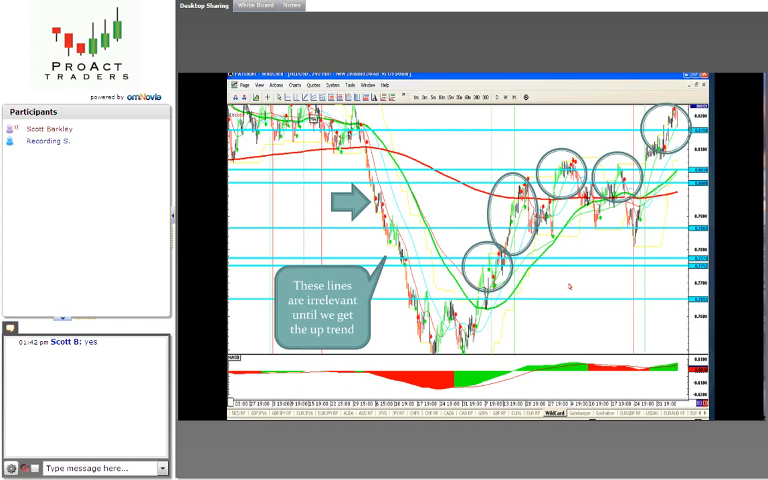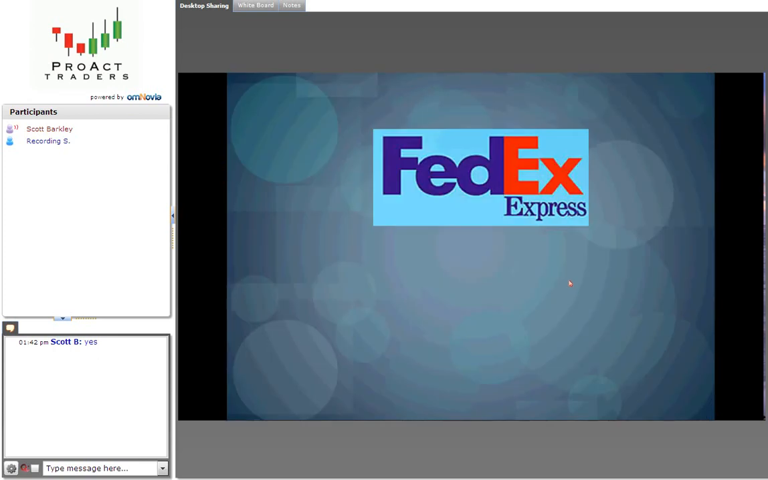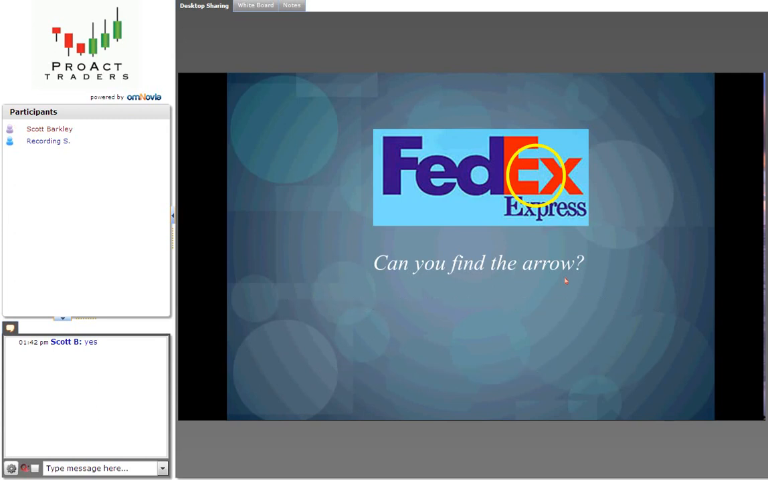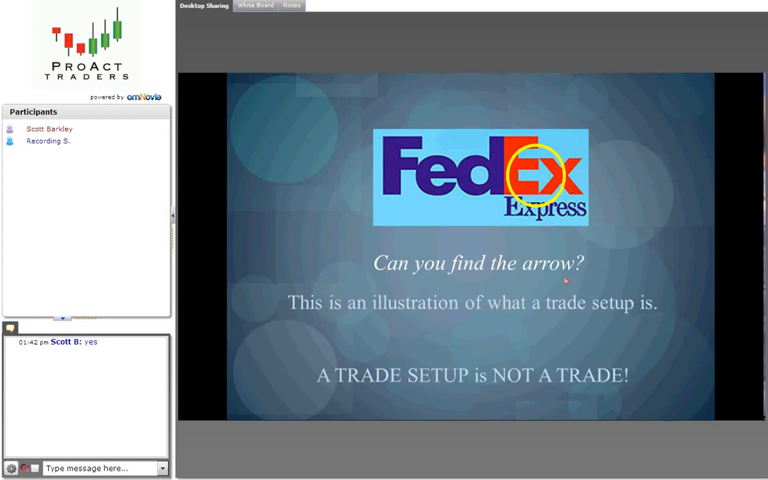All right? So here's a FedEx logo. Now, almost everybody in the world has seen a Federal Express logo. The question is, can you find the arrow? Can you find the arrow for me? Nobody wants to answer. Everybody's scared. It's between the E and the X. Now, if you have never seen that arrow, you will never see a FedEx logo again without seeing the arrow. And that's kind of what a trade setup is.